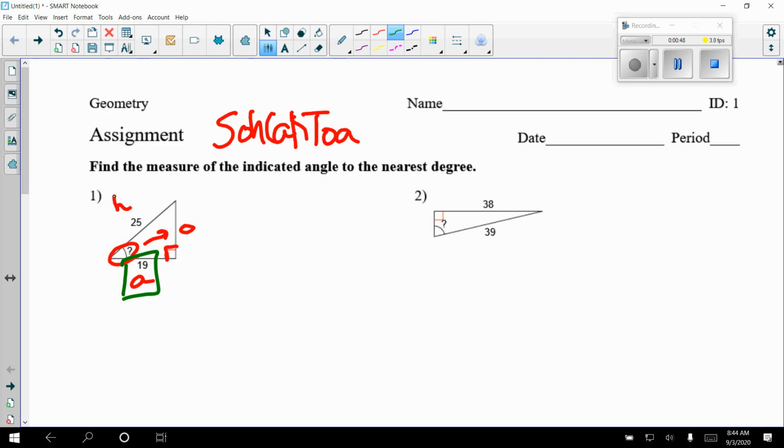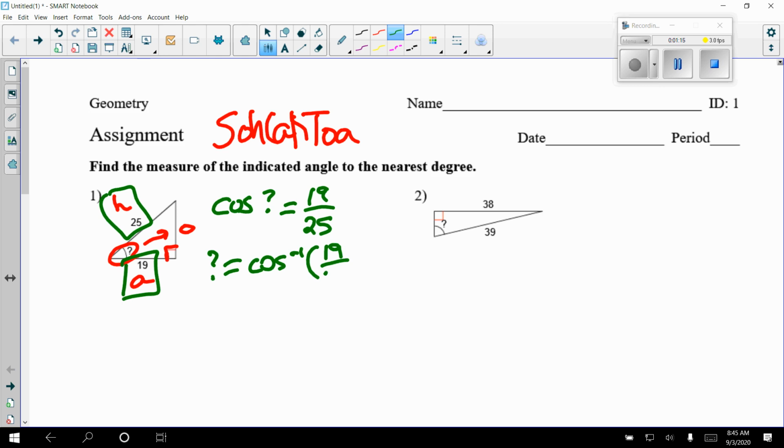So basically, the two things I care about are A and H, which is cosine. So I say the cosine. Now we have a question mark here, and I'll just leave that question mark. It doesn't matter. It's just a variable. A over H, so 19 over 25. Because we're looking for an angle, we use the cosine inverse of 19 over 25. So in my calculator, I do cosine inverse, 19 divided by 25.